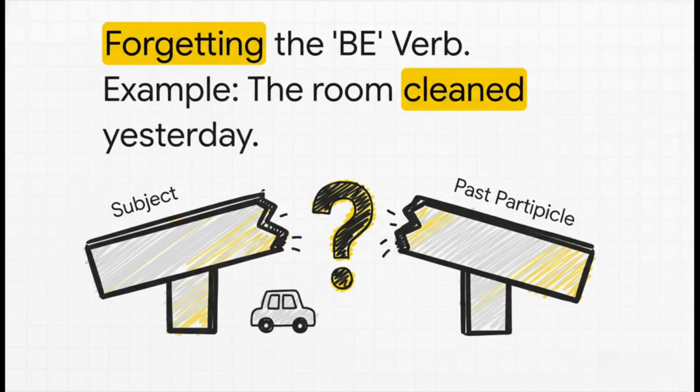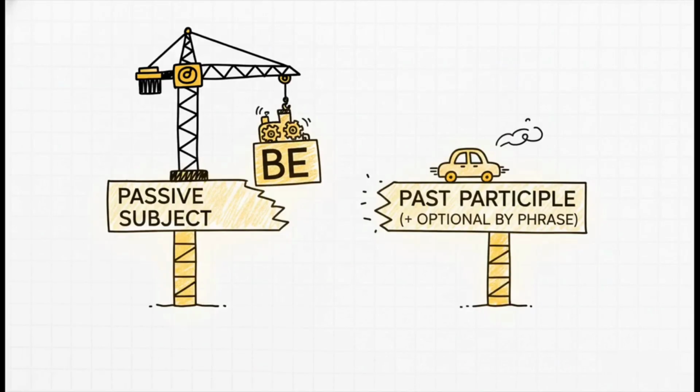Now the second common trap is just as frequent. People completely forget the be verb. They'll say something like, the room cleaned yesterday. You can kind of guess what it means, but it feels broken, incomplete. And the correction, of course, is just to pop that essential be verb right back where it belongs. The room was cleaned yesterday. That be verb is literally the engine of the passive voice. You just can't have one without the other.